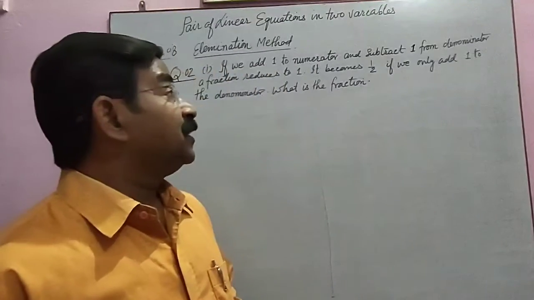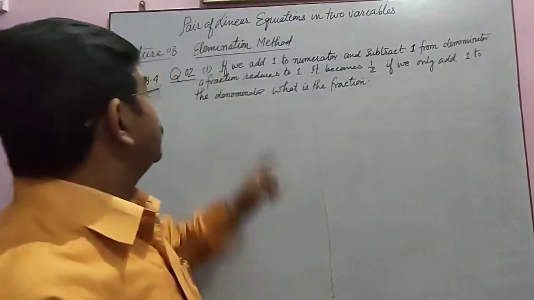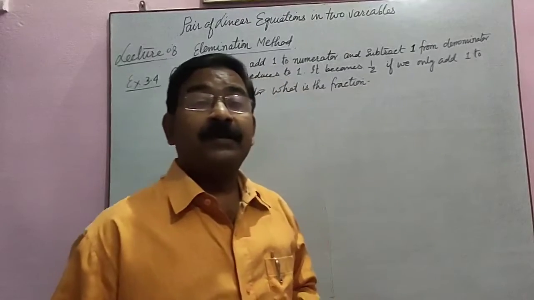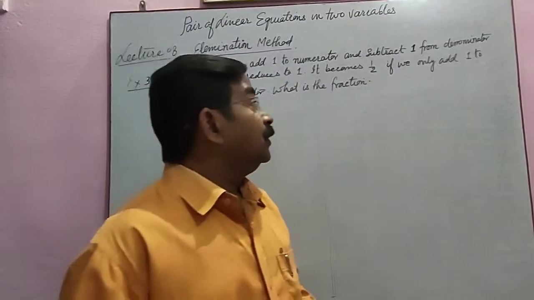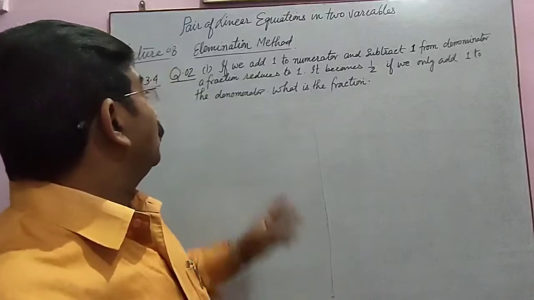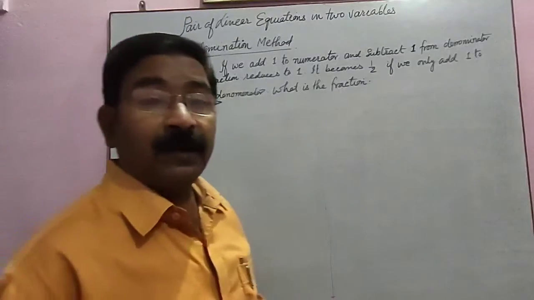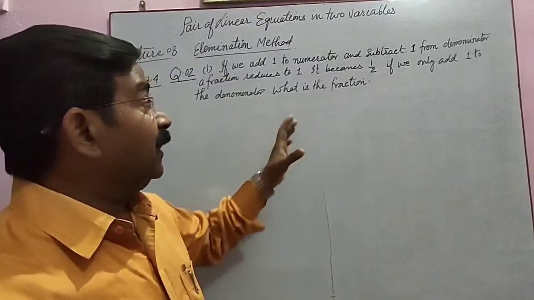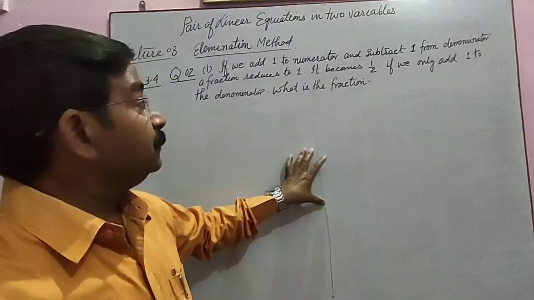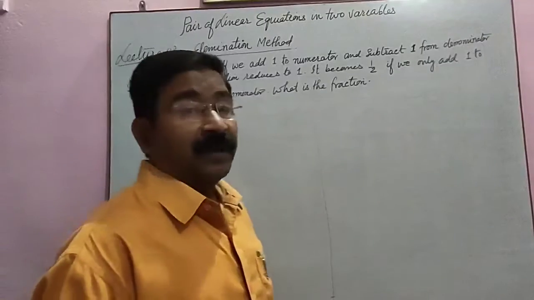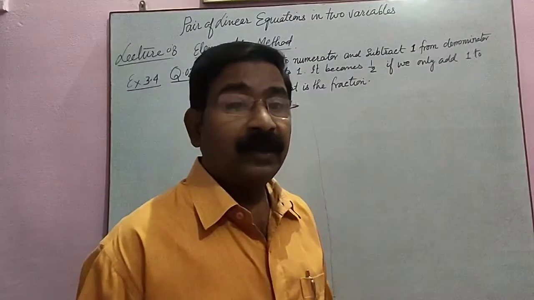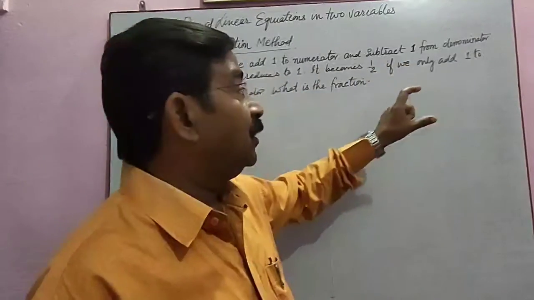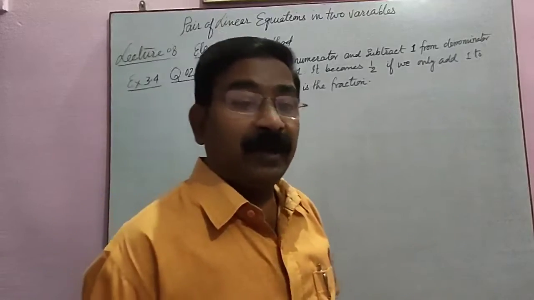Now yesterday we started the elimination method. I gave two examples, means two questions. Now we are coming to word problem question number 1. It has several parts. We have to form the linear equations in pairs and solve them by the elimination method. Means according to the statement we have to form the equations and then solve by elimination method.